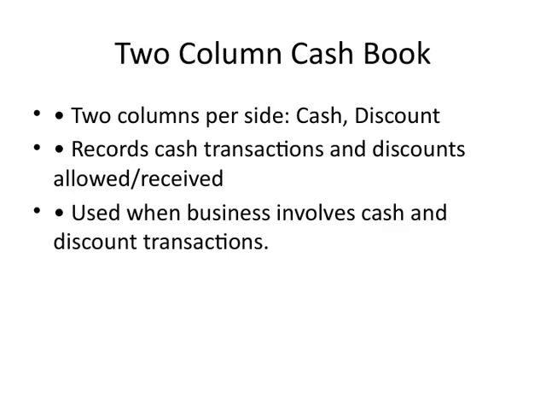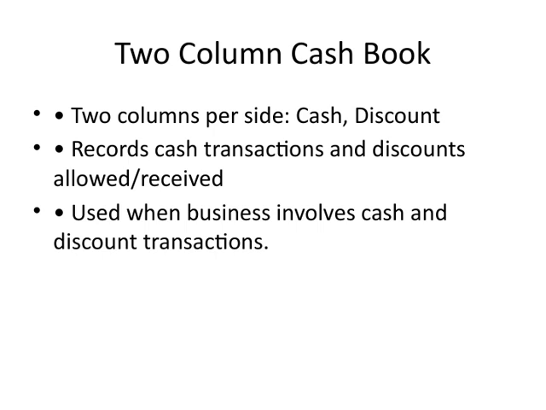Now, let's take a closer look at the 2-column cash book. As the name suggests, this particular cash book has 2 columns on each side, and those columns are designated for cash and discount. This format allows us to record not just cash transactions, but also any discounts that are allowed or received. It's especially useful in businesses where cash dealings and discounts are frequent, because it helps keep everything organized and easily accessible. By tracking discounts separately, we can get a clearer picture of the actual cash flow and the impact of discounts on our transactions.